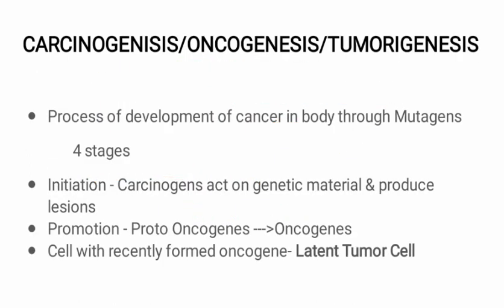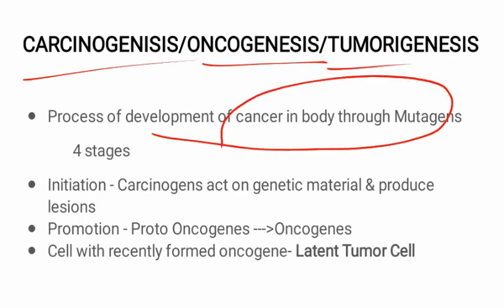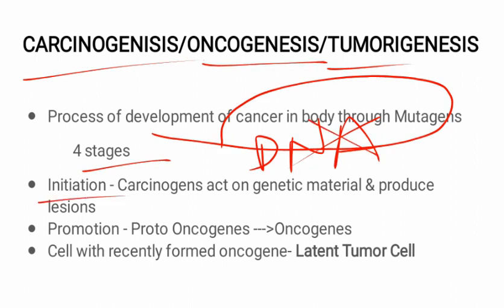Right? Next, we will see about carcinogenesis, or oncogenesis, or tumorigenesis. This is nothing but the process of development of cancer in the body through a mutagen. This is how the mutagen induces mutation in the genetic material, eventually leading to cancer. It generally occurs in 4 stages. First, the carcinogens and mutagens damage the DNA by causing lesions. So DNA is damaged in the initiation stage.